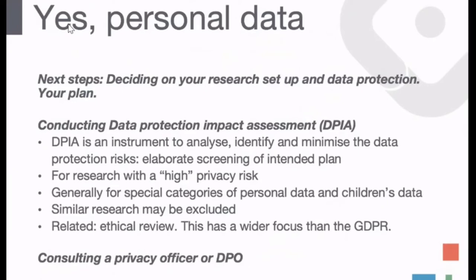Then you have to decide on your actual data protection goal, what you're going to do. And the next step is conducting the data protection impact assessment, which is a sort of review of your planning. It is an instrument that analyzes, identifies, and minimizes the data protection risks.